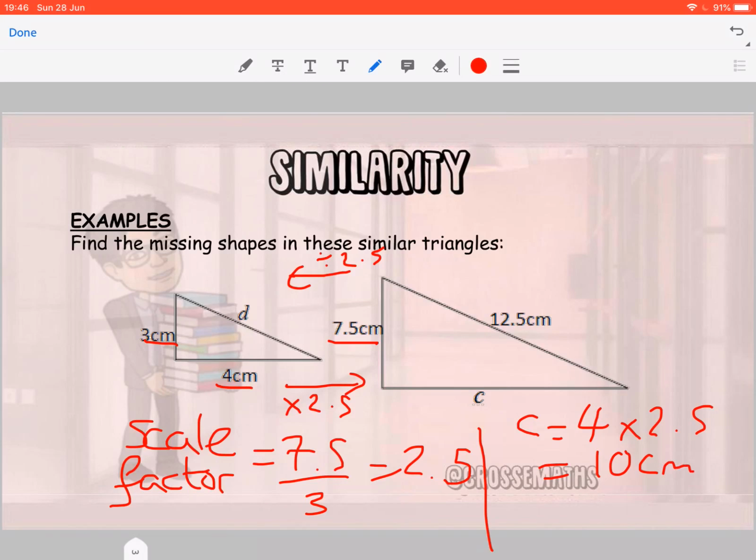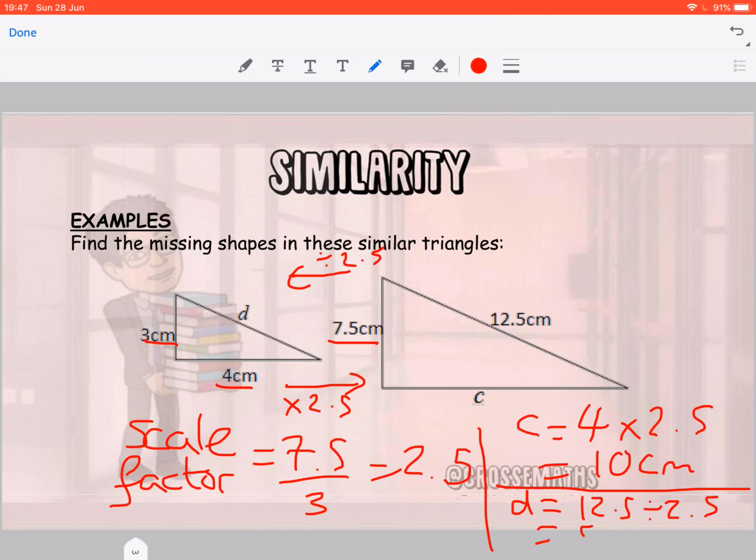And that makes sense. Side D is the hypotenuse on the smaller one. Now that is 2.5 times smaller. So I've got to take my 12.5 on my big shape and divide it by 2.5 because it's 2.5 times smaller.